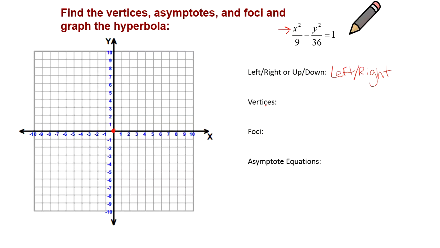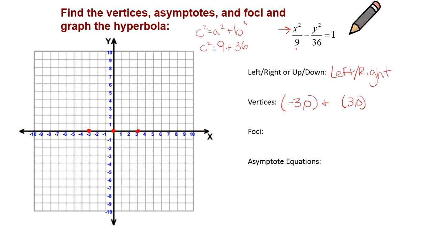My vertices now are going to be 3 away from the center in the left and right direction. So I'm going to have one vertex here, one vertex there. So my vertices are at negative 3, 0 and 3, 0. Let's find our foci. So I'm going to go c squared equals a squared plus b squared. Don't know c, but I do know a is 3, and 3 squared is 9. 36, so 6 squared, 36.